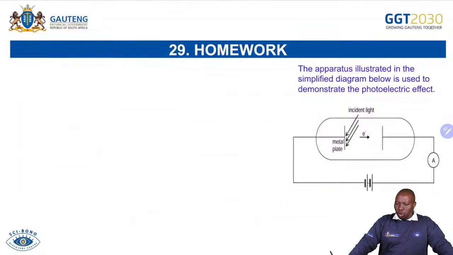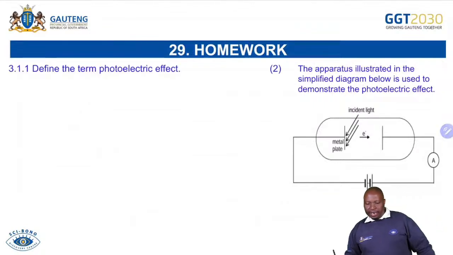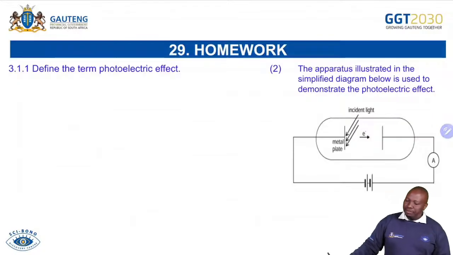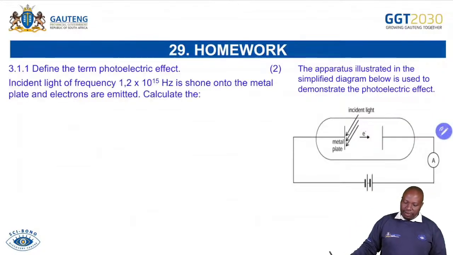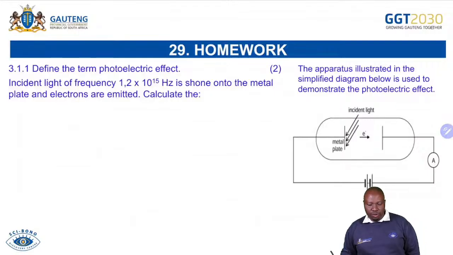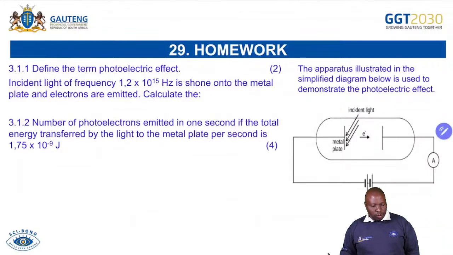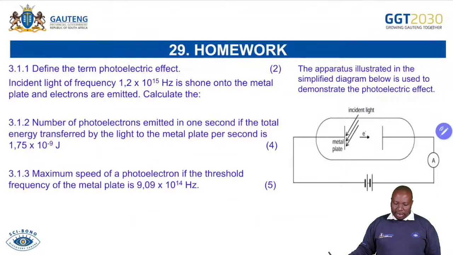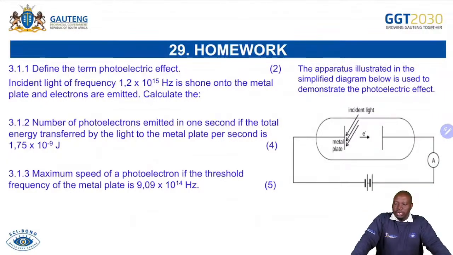Now, your homework, you can take a picture. You will do the homework. You are given the apparatus as illustrated. The simplified diagram below is used to demonstrate the photoelectric effect. And then the first question says, define the term photoelectric effect. And then you had 3.1.2 as well, and then you had 3.1.3. So those are your questions, which are worth about 11 marks.